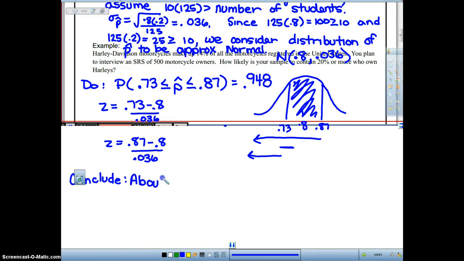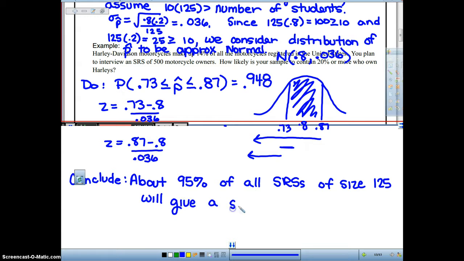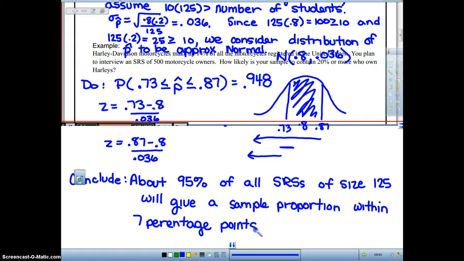about 95% of all simple random samples of size 125 will give a sample proportion within 7 percentage points of the true population proportion.